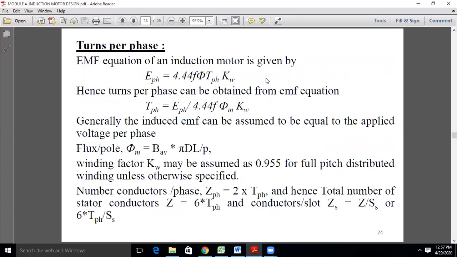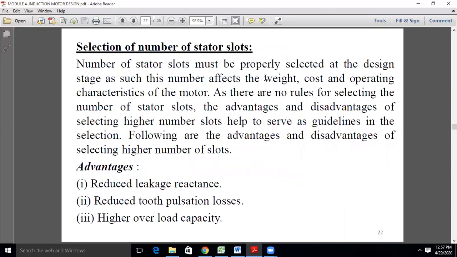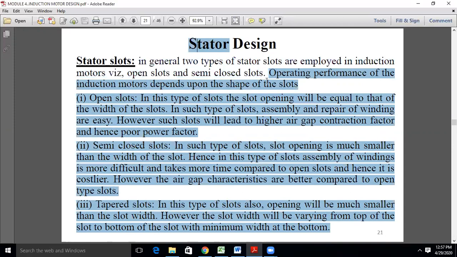So today I am going to solve two examples on the stator design, and I am going to discuss the design criteria of rotor. In order to solve the examples of the stator design, we need to consider the following parameters. So here this is the stator design, we have discussed this previously.